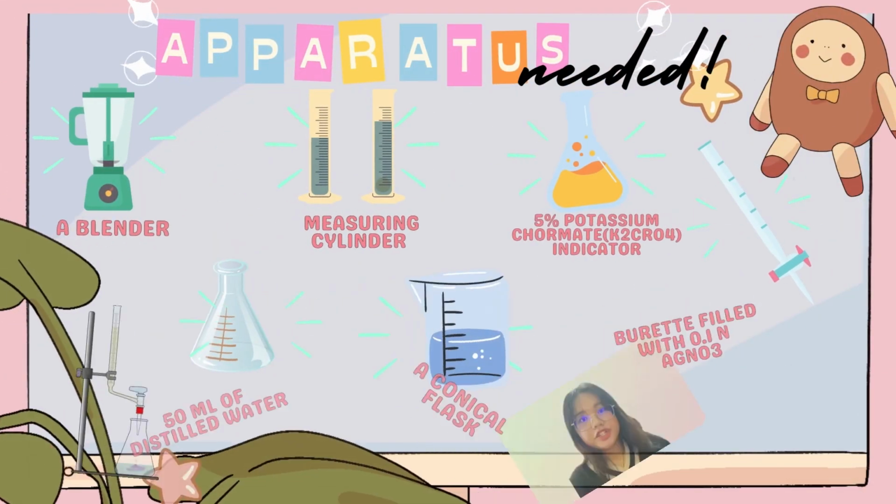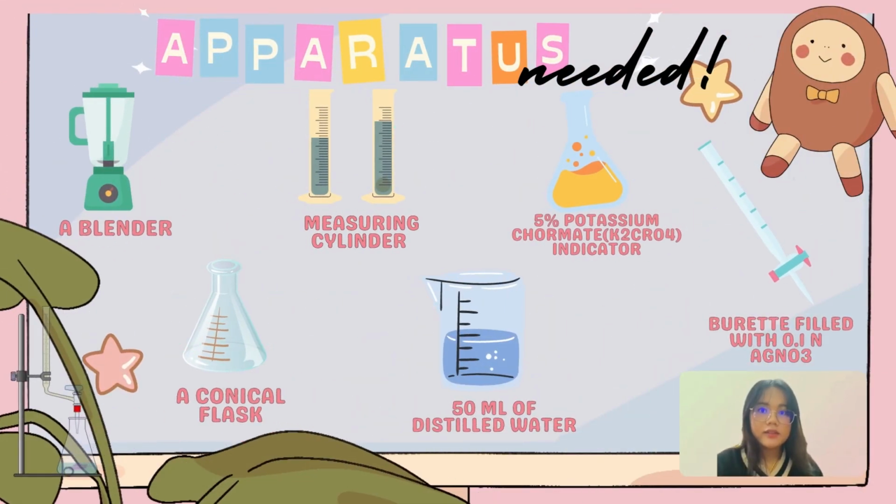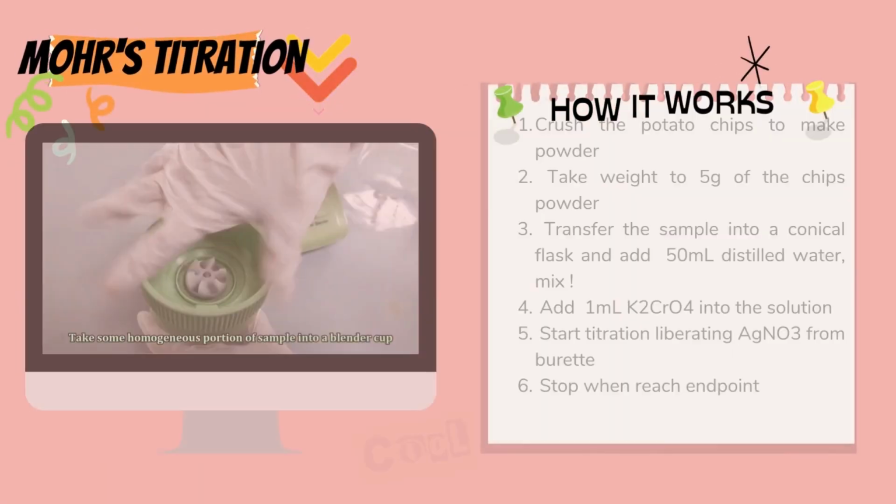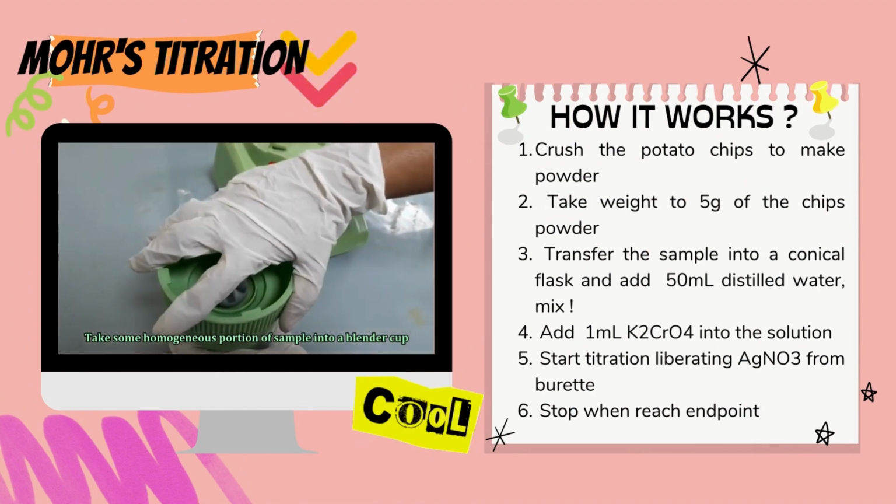For Mohr's titration, we will need a blender, measuring cylinder, a conical flask, 50 ml of distilled water, 5% potassium chromate as the indicator, and burette filled with 0.1 N of silver nitrate. Let's see how the titration take part.